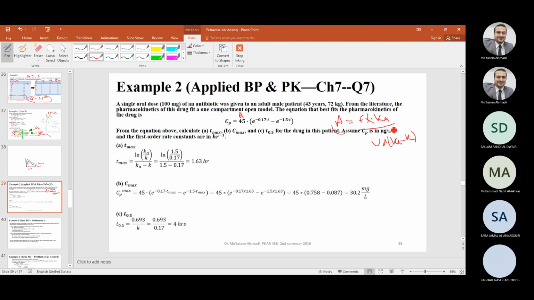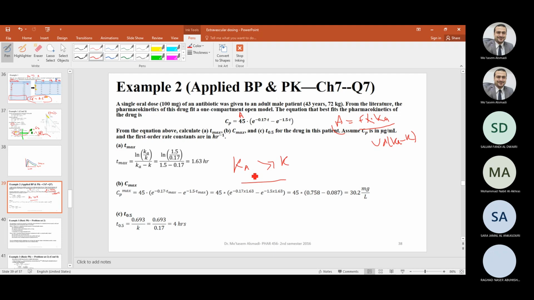We were asked to calculate what? The Tmax, the Cmax, and the elimination half-life. First, we have to make an assumption. That's an important assumption, which is that Ka is much larger than K. So we have a normal kinetic, not a flip-flop kinetic. We have a normal kinetics, right?